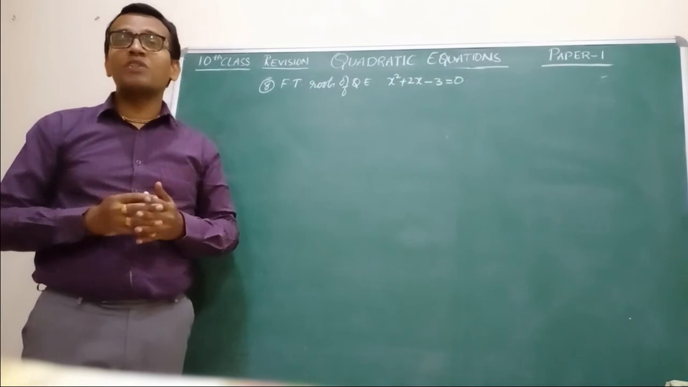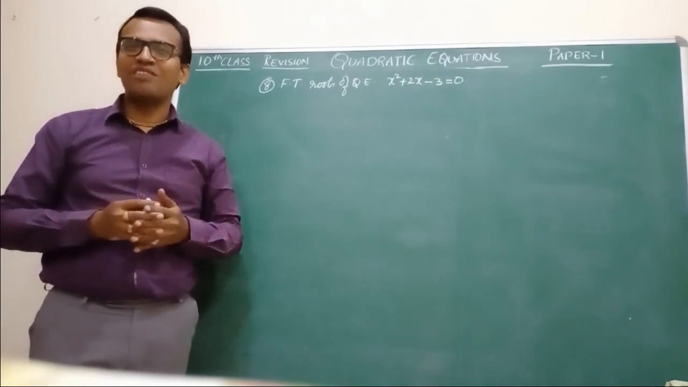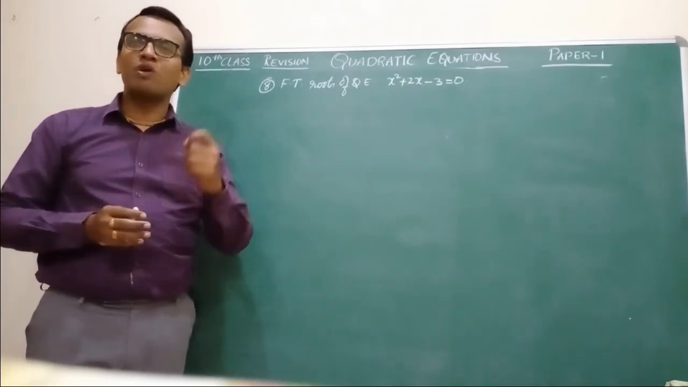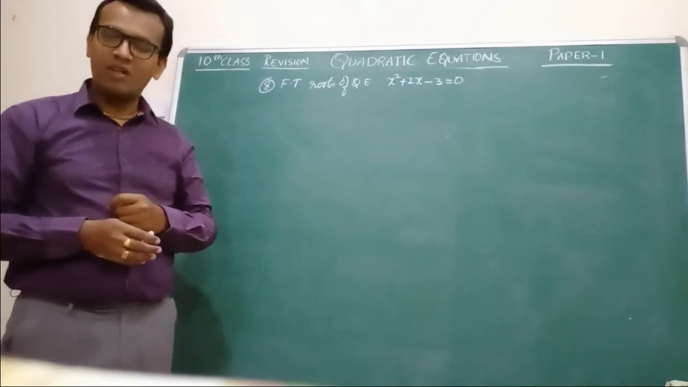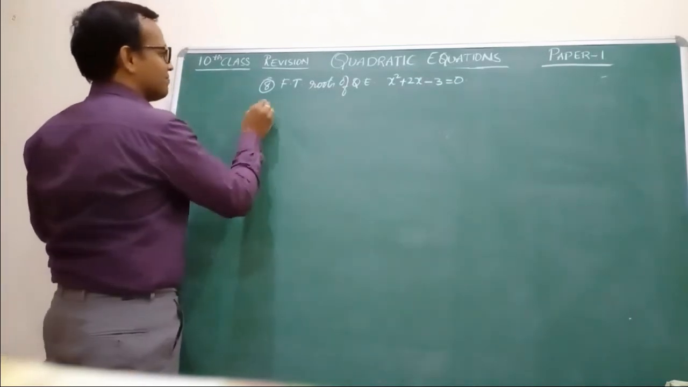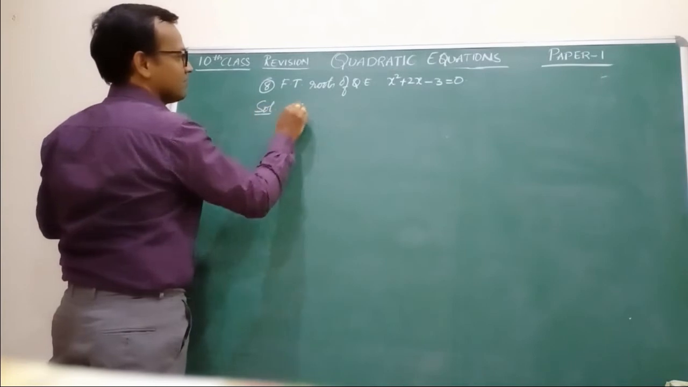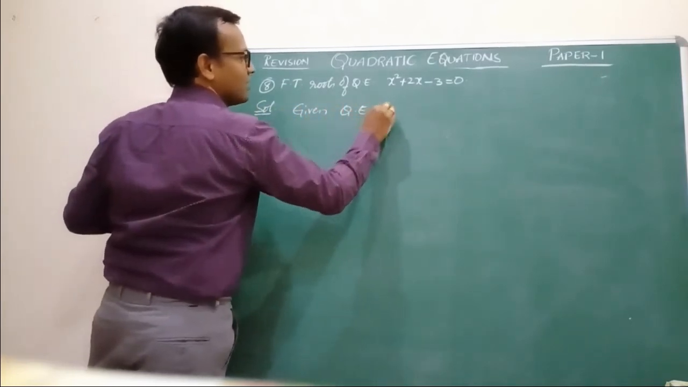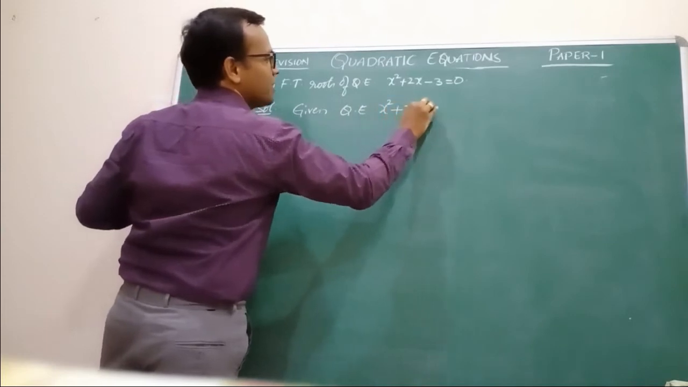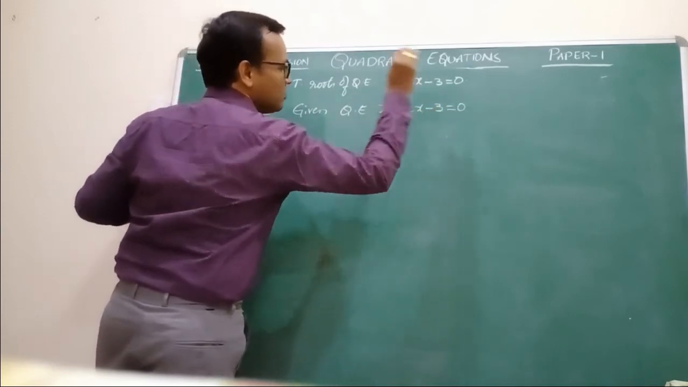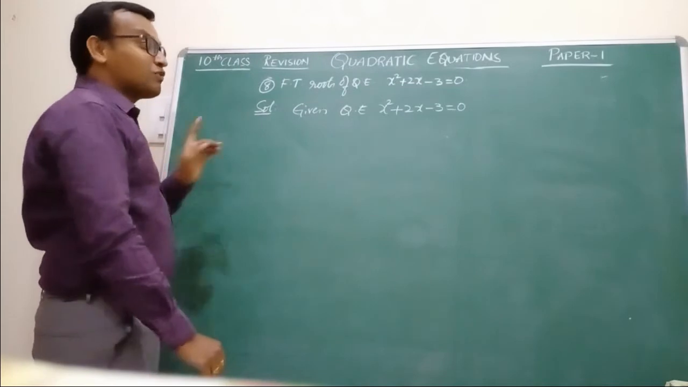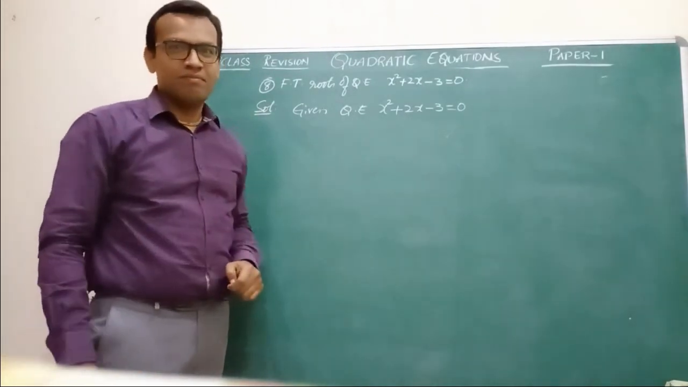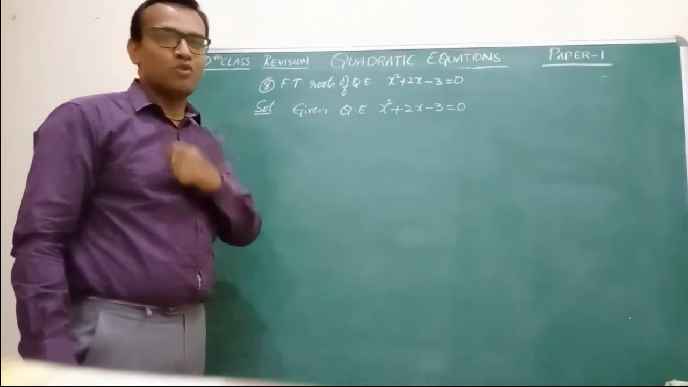But if the question is given for 1 or 2 marks, better you go for factorization, which is easier one. But some problems we may not solve using factorization. There we can use the quadratic formula. Okay. Now let's see here. Given quadratic equation, x square plus 2x minus 3 is equal to 0. And we have to find the factors for this. In factorization method, 2 roots we have to find.